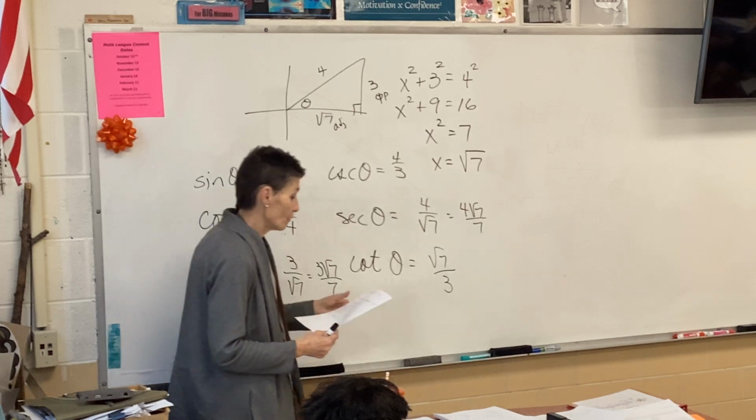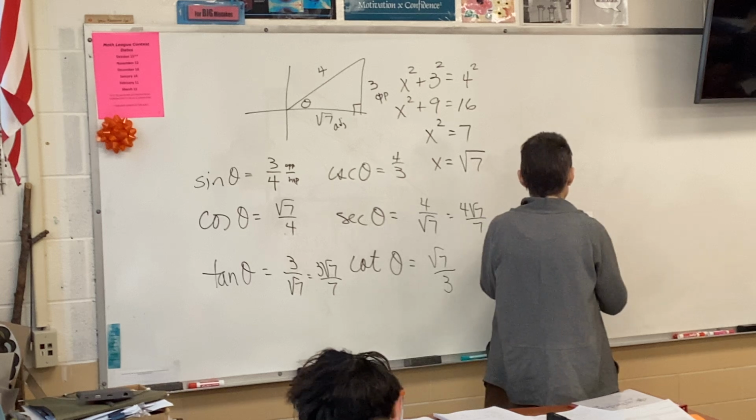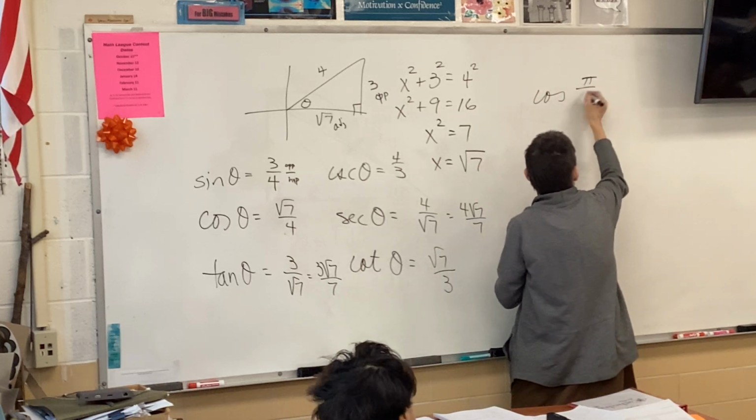All right, let's turn it over and look at number 8. We'll come back and do the calculator ones in a minute. Let's look at number 8. What's the cosine of pi over 4?